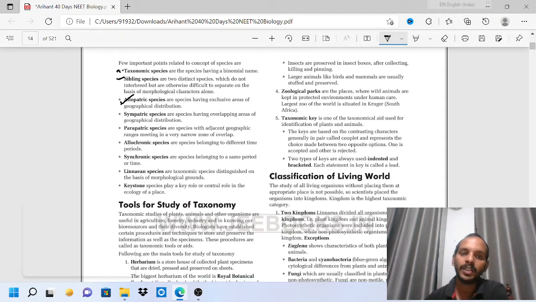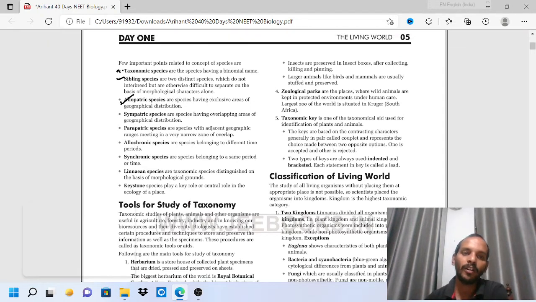Allopatric species are species having exclusive areas of geographical distribution. In particular, it is known as allopatric when they occupy one particular area. Sympatric species are the species having overlapping areas of geographical distribution, so it is known as sympatric.